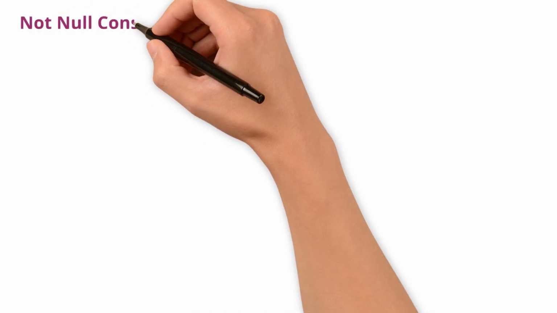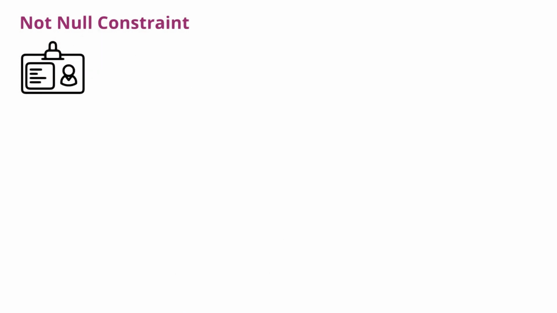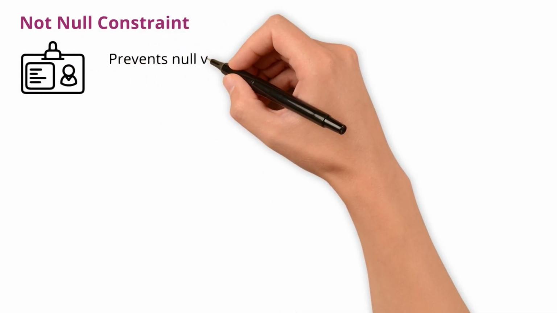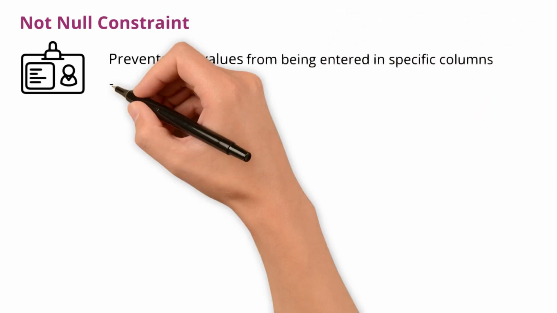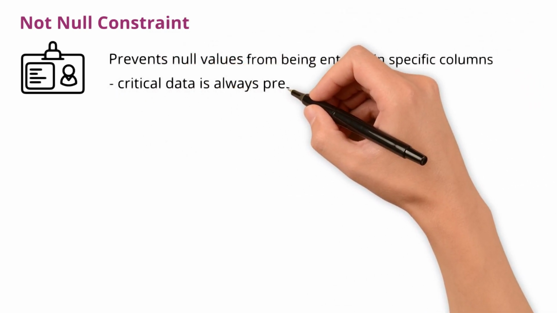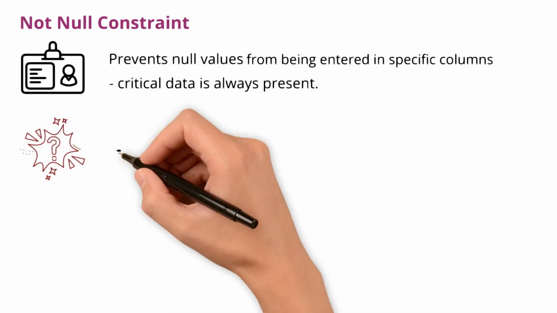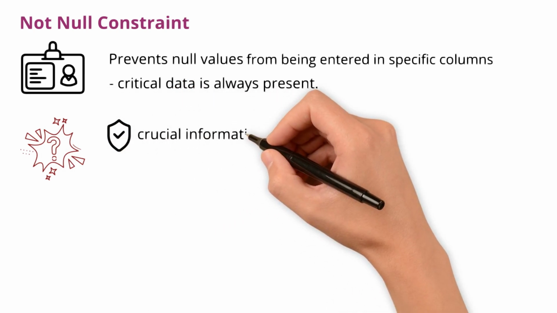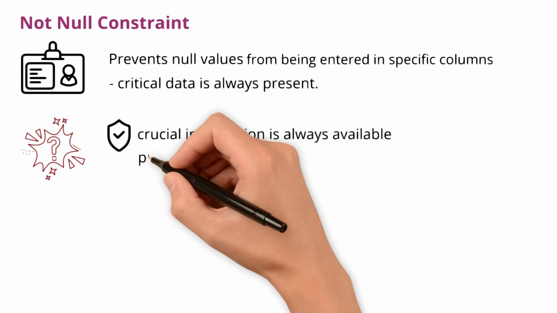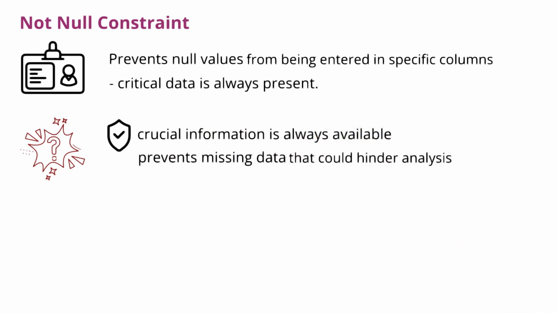Next, not null constraint. Imagine a library card with a missing name. The not null constraint prevents null values from being entered in specific columns, ensuring critical data is always present. Why is this important? Not null constraints guarantee that crucial information is always available. This prevents missing data that could hinder analysis or functionality.